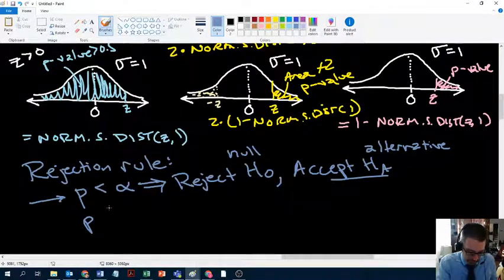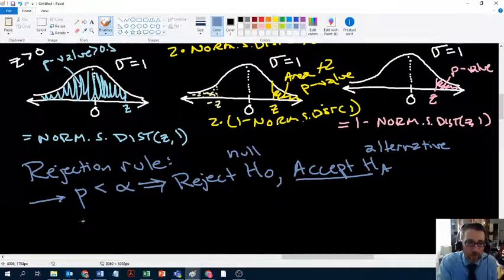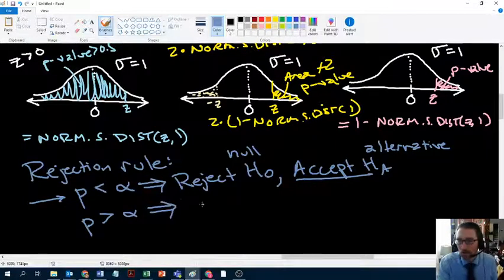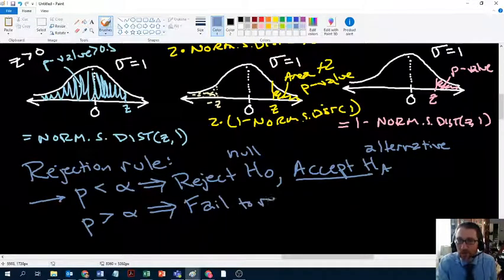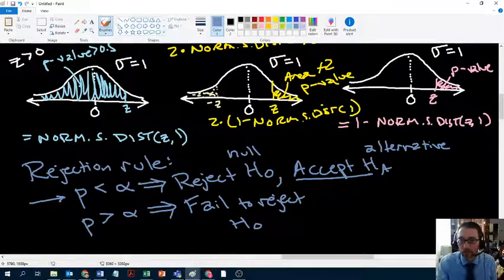If, on the other hand, we have a p-value that is larger than alpha, then we are going to fail to reject the null. And those are the two options. You can reject the null, or you can fail to reject the null. A way of saying this is that our test was inconclusive. We failed to reject the null.